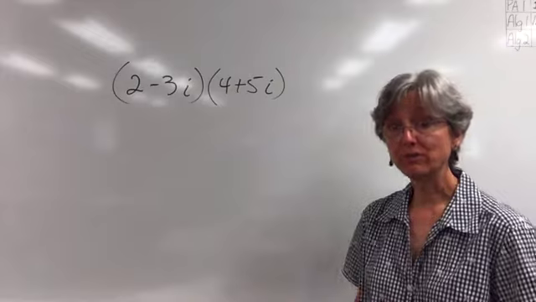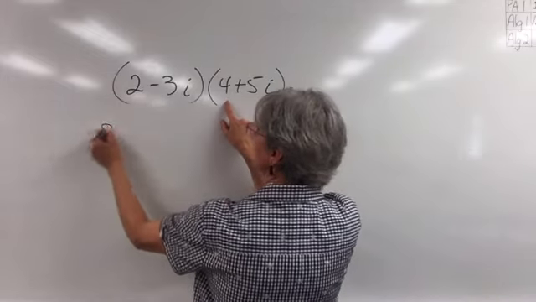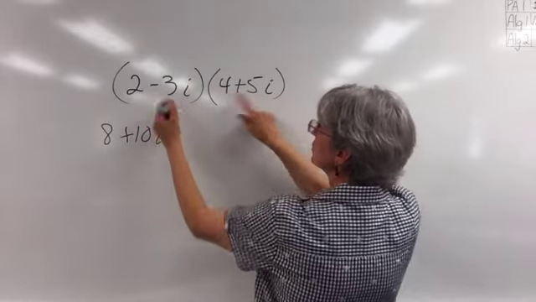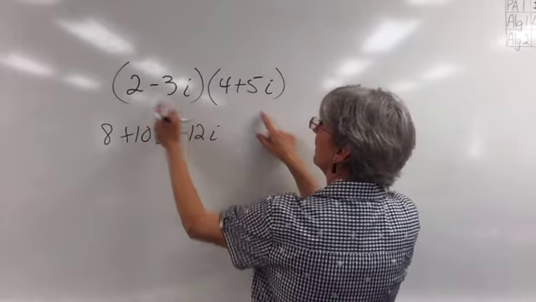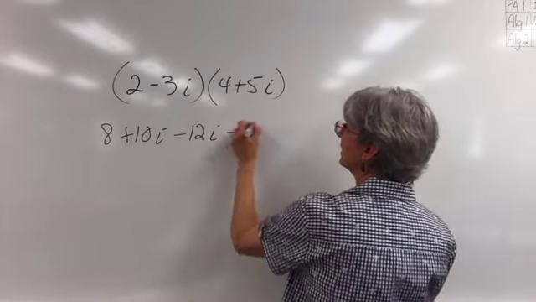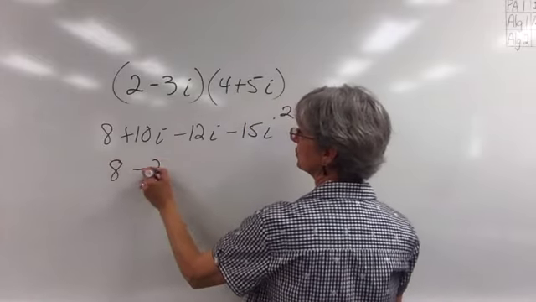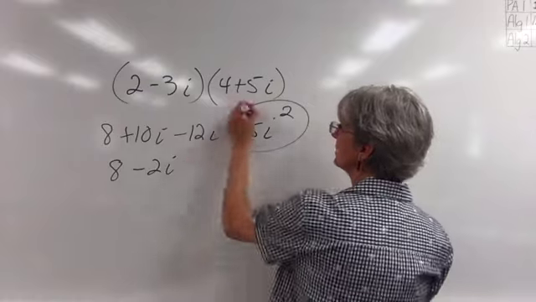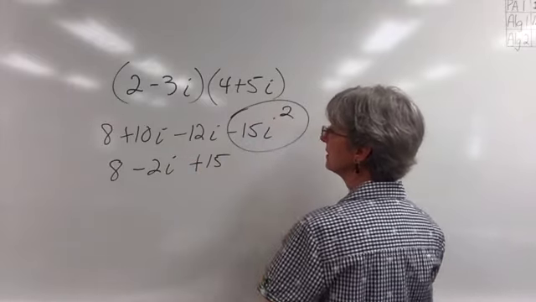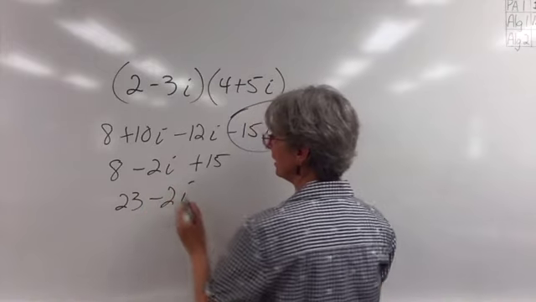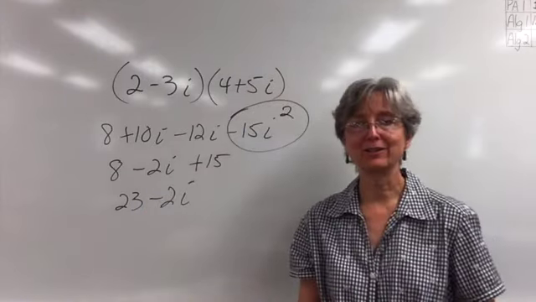Okay, so when you foiled it, you should have gotten 8 plus 10i minus 12i minus 15i squared. So that becomes 8 minus 2i. This becomes plus 15. So that becomes 23 minus 2i. And there's my final answer.